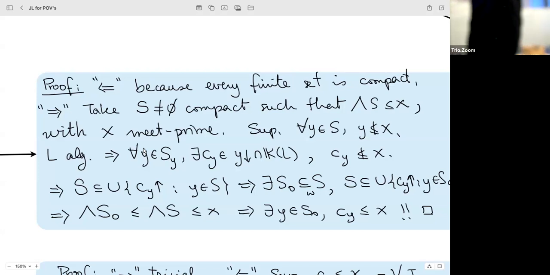This means that all of S is going to be covered by all these basic open sets. And in particular, because S is assumed to be compact, there is going to be a finite subset S0 of S, so that S is also covered by those finitely many open sets. And then the meet of these would be smaller than the meet of the others, and smaller than the meet of X, and then there is one element of S0 such that Cy is below X, but that's impossible because all the Cy's were selected so that they are not below X.